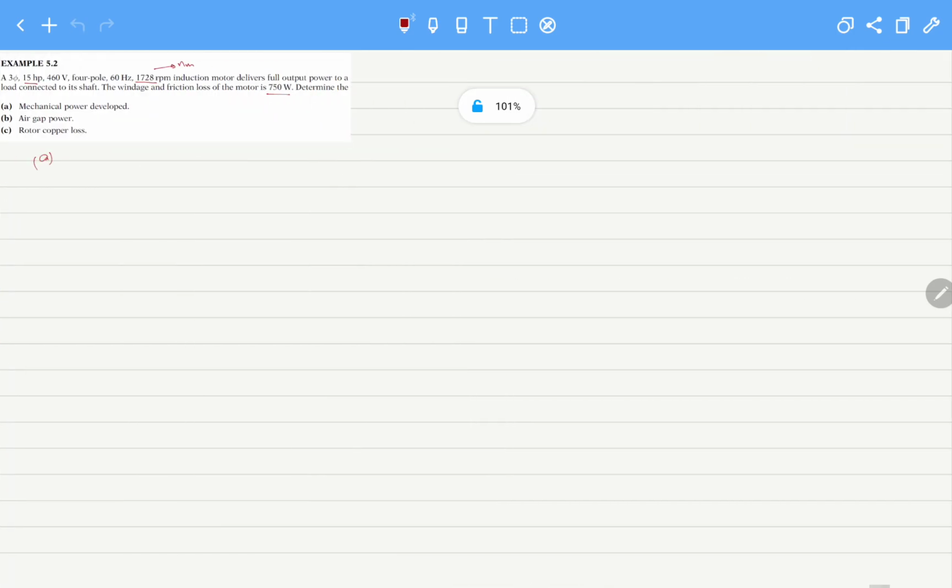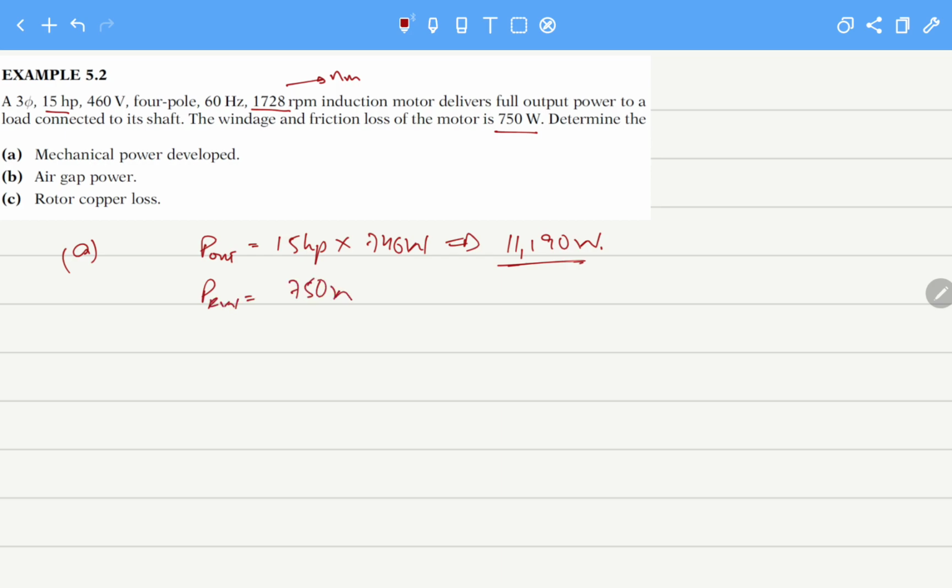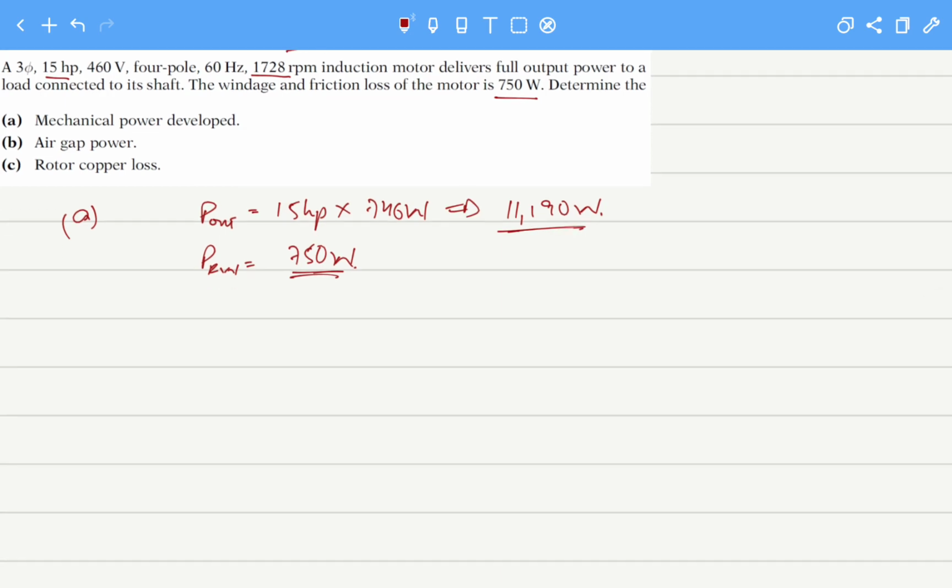So if we know the output power, can we calculate it? P out equals 15 horsepower times 746 watts. So this will become 11,190 watts. This was the output power, and he has given us the friction and windage losses, that is 750 watts.